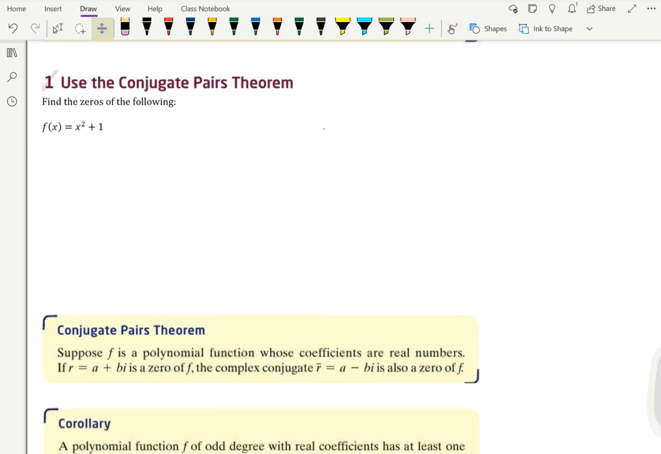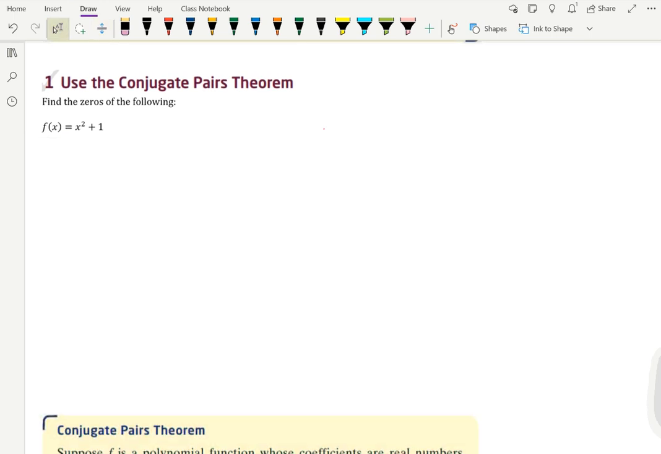So we're going to end up, in this case, using the conjugate pairs theorem. We don't quite know what that theorem is yet. It's down here at the bottom of the page. We're going to look at that here in a moment. I want to use this just to set this up. So if we find the zeros of the following, so if we take a look at f of x is x squared plus 1, we can say, all right, well, when does x squared plus 1 equal 0?